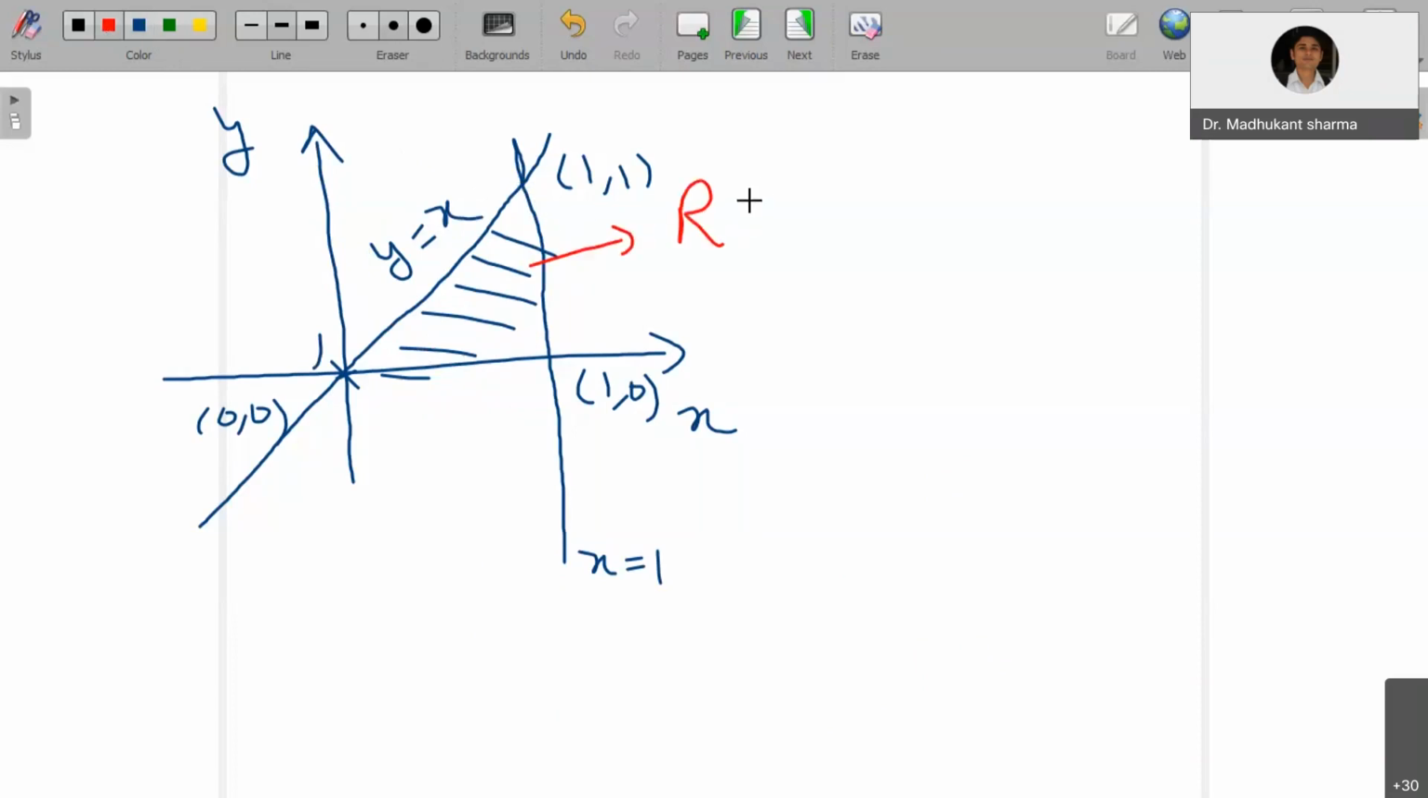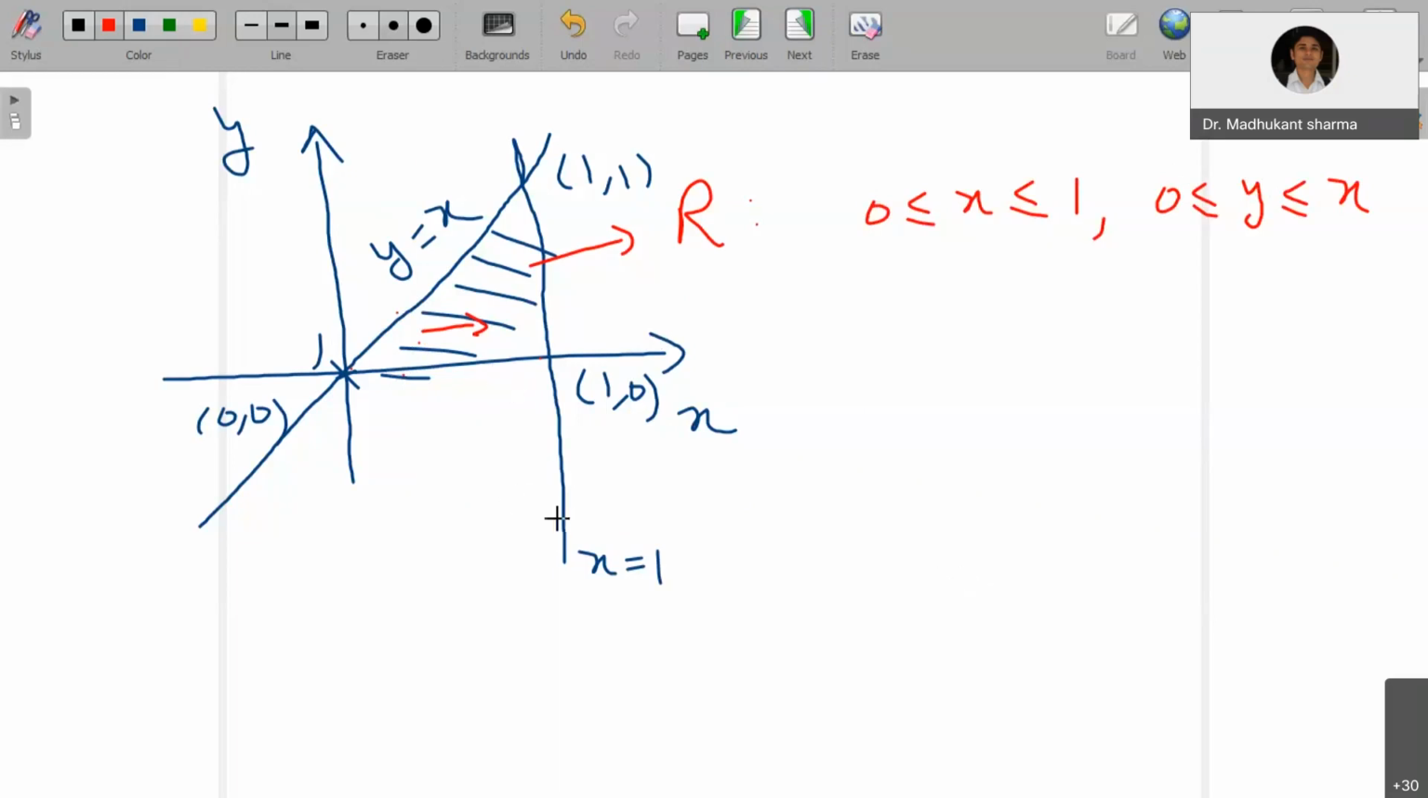This is R. One way is you move in this direction, so x equals 0 to x equals 1, that is 0 less than or equal to x less than or equal to 1. And what is y? y equals 0 to y equals x, 0 less than or equal to y less than or equal to x.